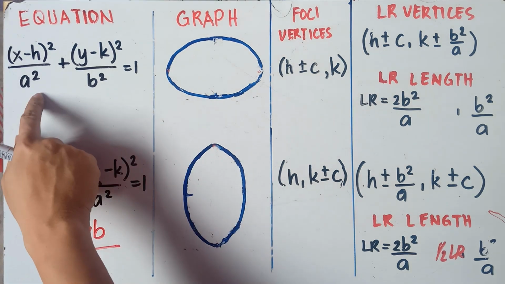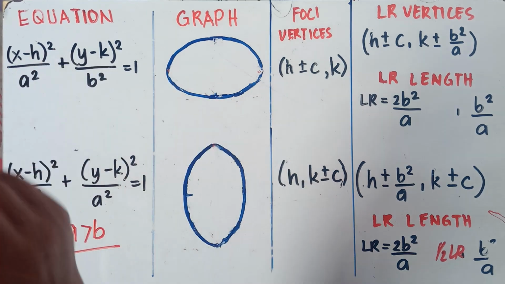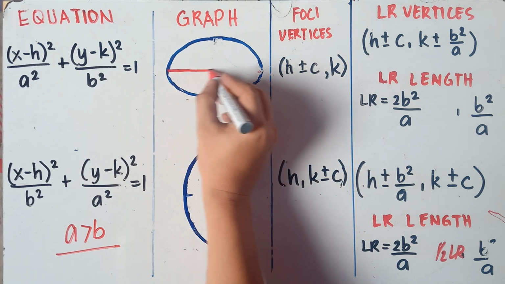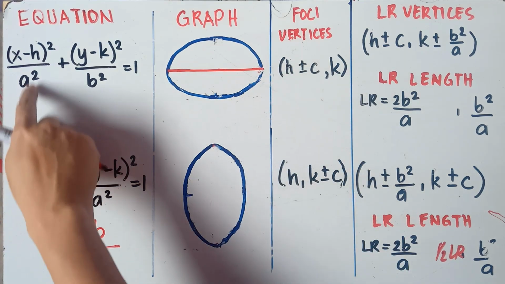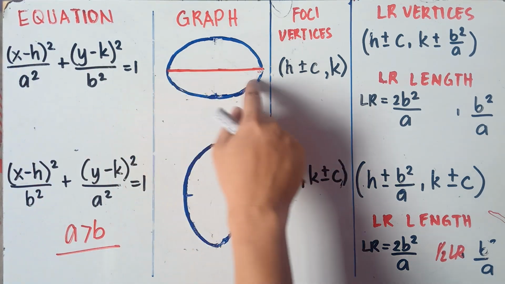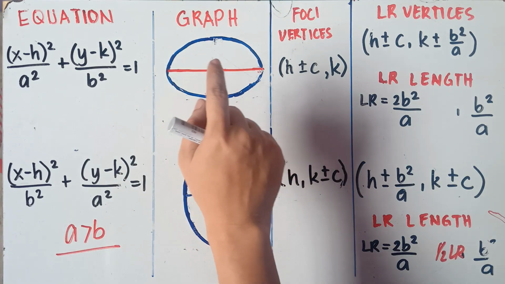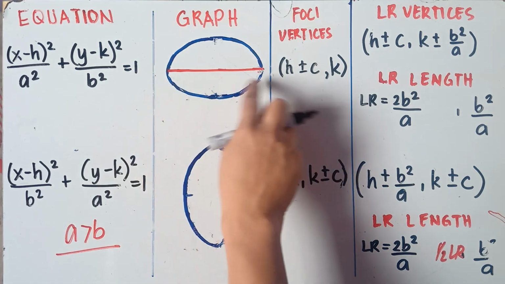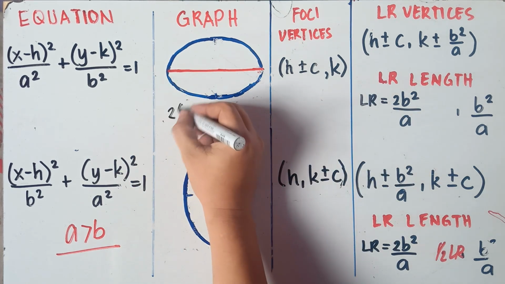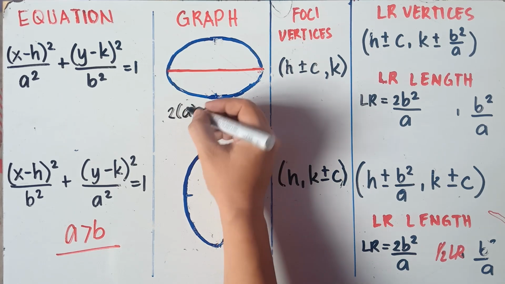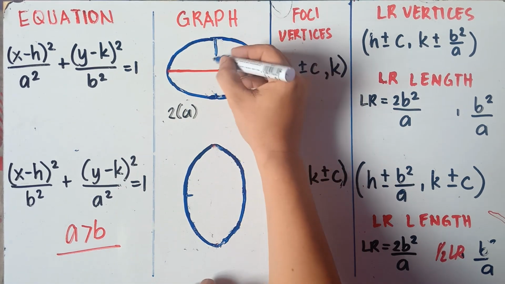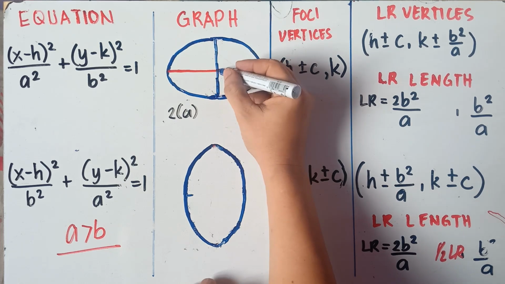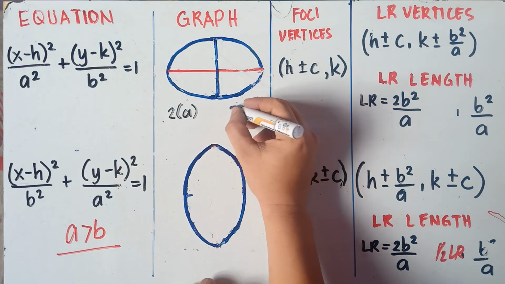Therefore, if your a is aligned on x squared, your longest diameter will be located on the x-axis, and this is what we call your major axis. To find the length of your major axis, the equation is 2 times a. And this line right here will be the length of your minor axis. To find the length of your minor axis, that would be 2 times b.